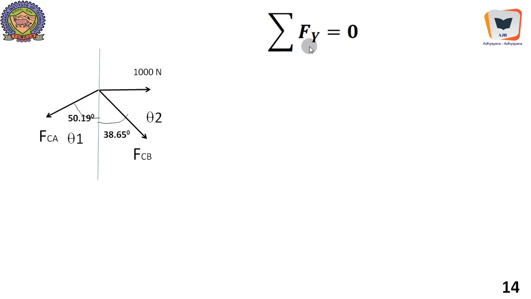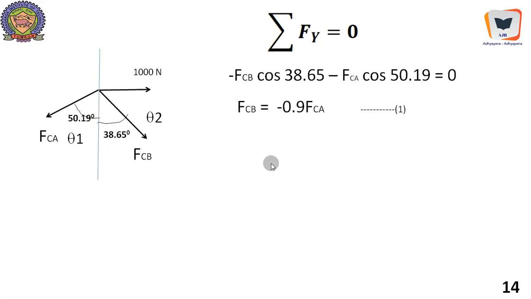We will apply sigma Fy equal to 0, the algebraic sum of vertical forces equal to 0. Therefore, we will get minus FCB cos 38.65 going down, minus FCA, also going down, cos 50.19 equal to 0, because there are no other vertical forces given. Therefore, we will establish a relationship between FCB and FCA. FCB happens to be minus 0.9 FCA.